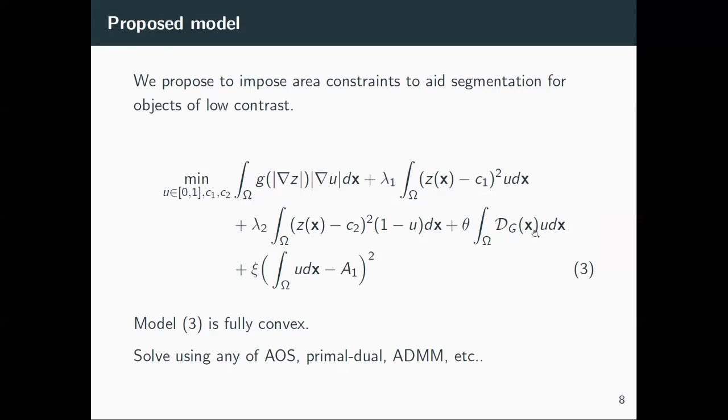It makes use of the geodesic distance to put constraint on objects away from the marker set. But if the geodesic distance fails, particularly in regions of low contrast, we also introduce this area constraint here. What this is doing is ensuring that the area inside our contour, so this one, is as close as possible to A1. Oh, I forgot to add it on the slides, but A1 is the area of the polygon formed by the user clicks.